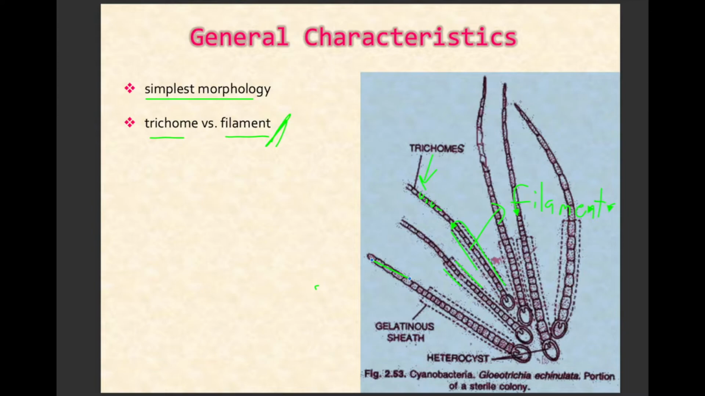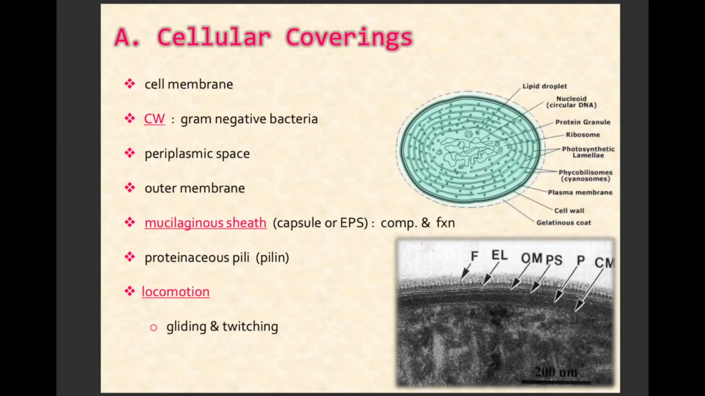So in terms of the main cellular covering of your cyanobacteria, imagine this from the inside going outside. From the inside of your cyanobacteria, you have your cell membrane. Again, your cell membrane is present in the more interior portion. Your cell membrane is essentially just the plasma membrane. It's a layer that protects your organism and serves other functions, of course.